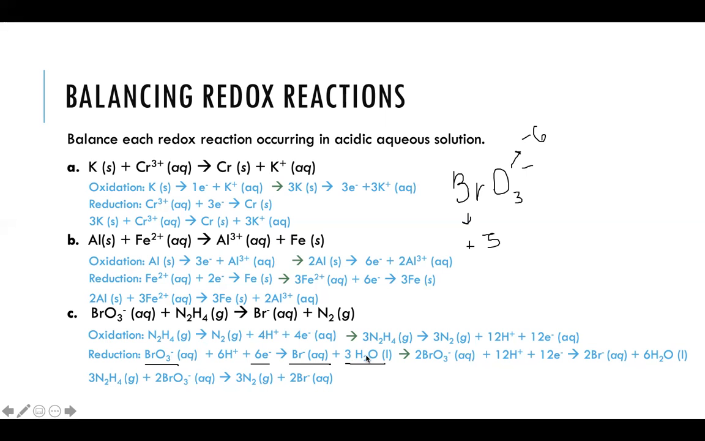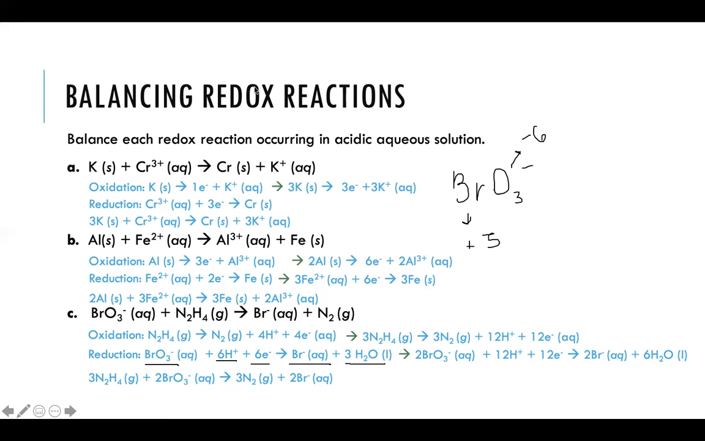But now I have 6 more protons on this side. Okay, well, to balance out the 6 protons that I just added on this side, I'm going to add 6 protons here. So that's where this comes from. Are there any questions about that? Does that make sense? Yeah, that makes sense. Okay, so now you have that.